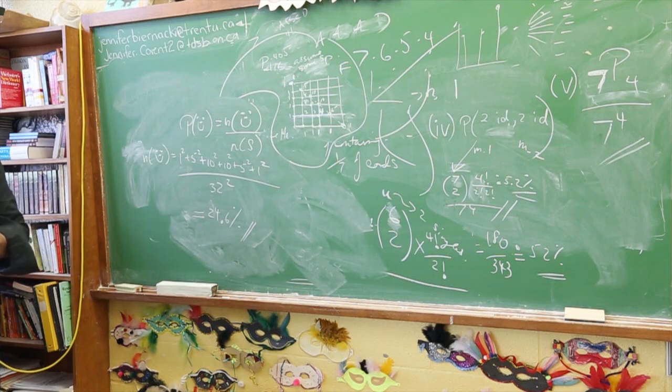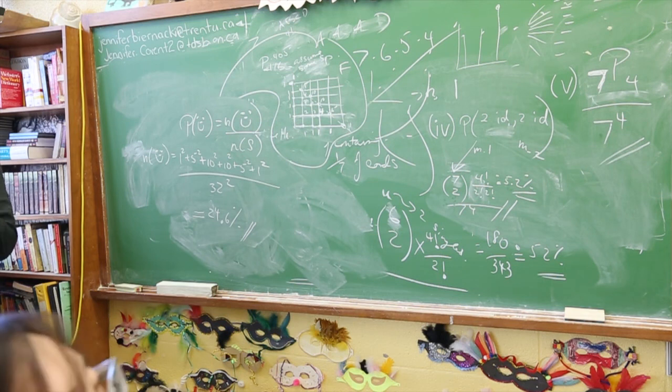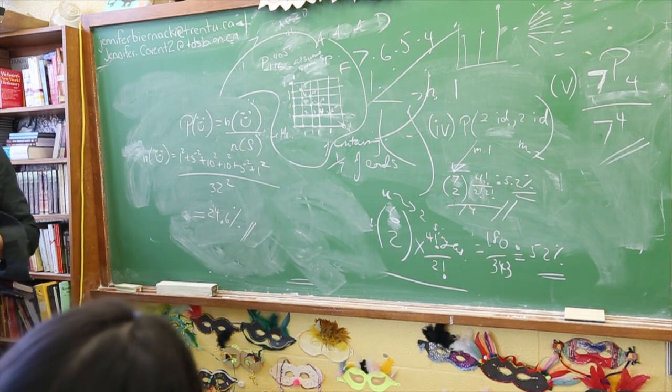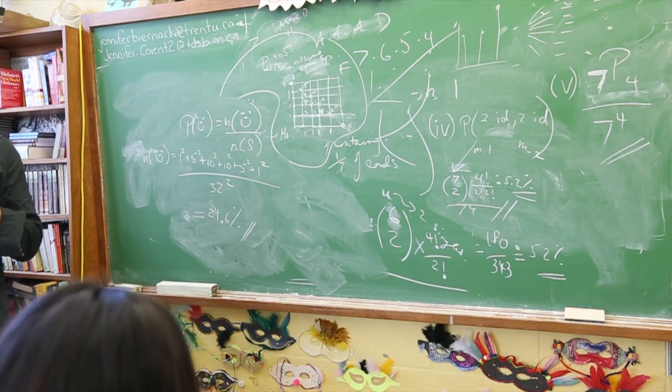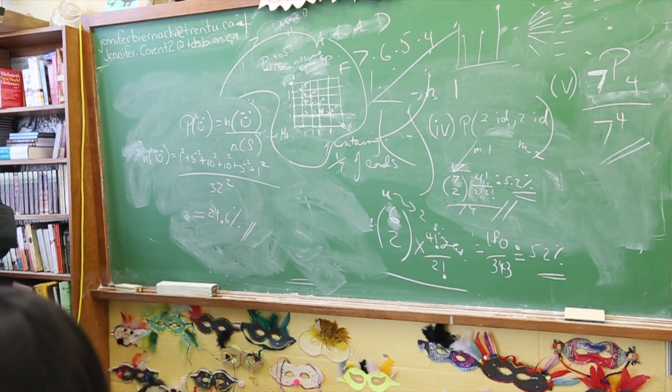Question 16. 63 out of 256. So 6 times 4 is 24.6. That's your answer.